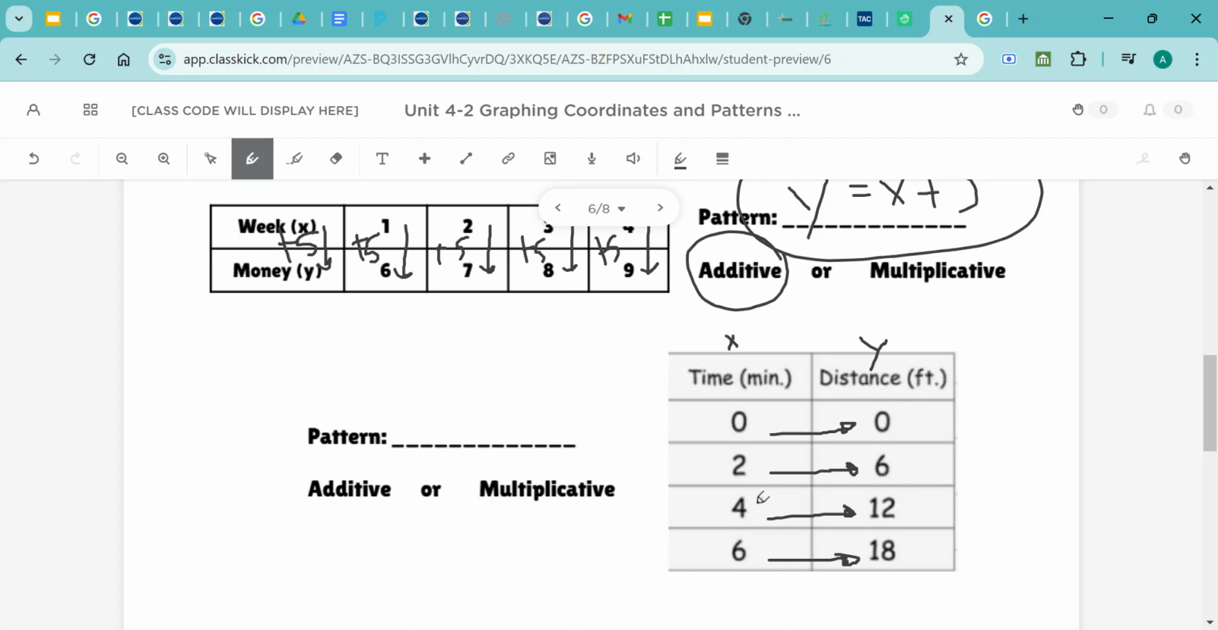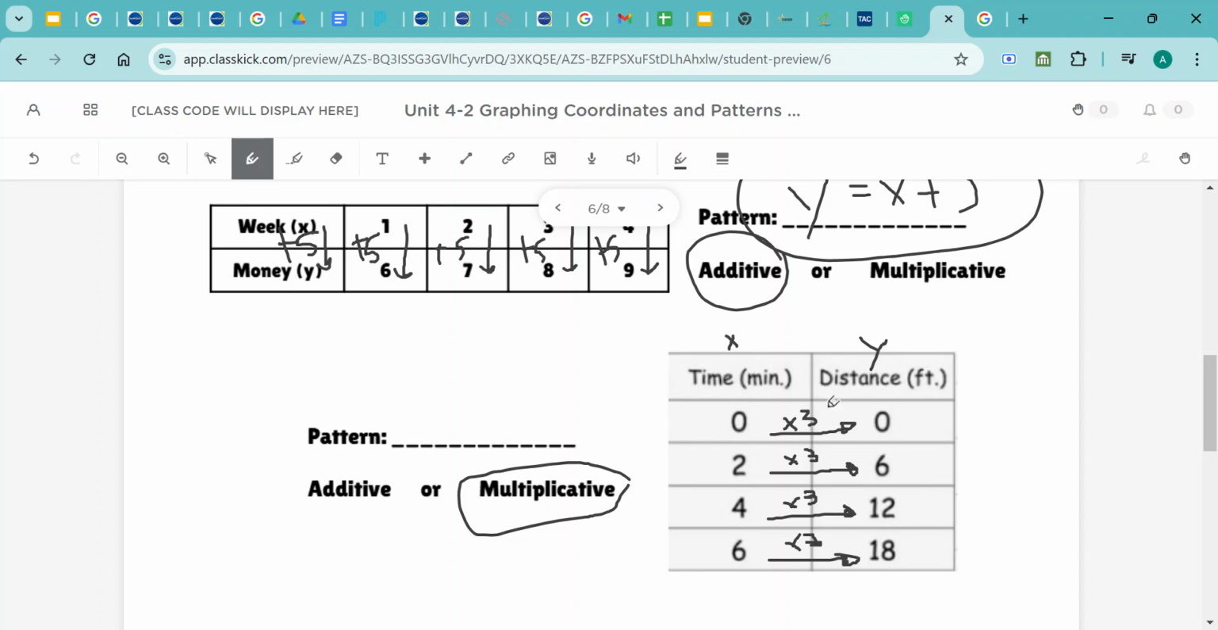4 plus 4 is not 12, which was what I was maybe thinking because 2 plus 4 is 6. But 4 times 3 is 12, and 6 times 3 is 18. So does times 3 work the whole way down? 0 times 3 is 0. 2 times 3 is 6. 4 times 3 is 12. 6 times 3 is 18. Very good. So we can see this is a multiplicative pattern because there's multiplication going on.